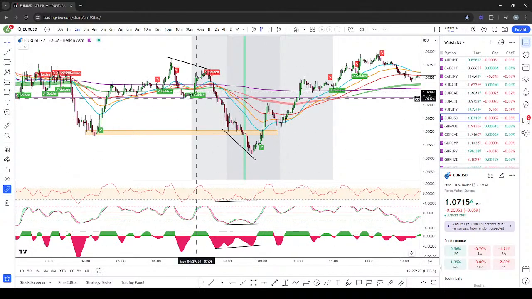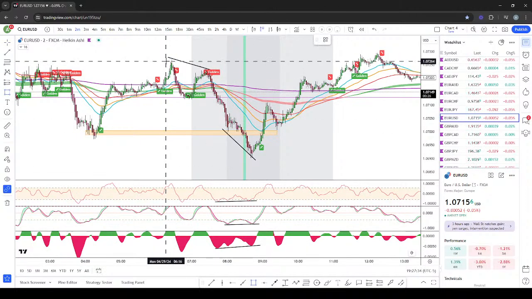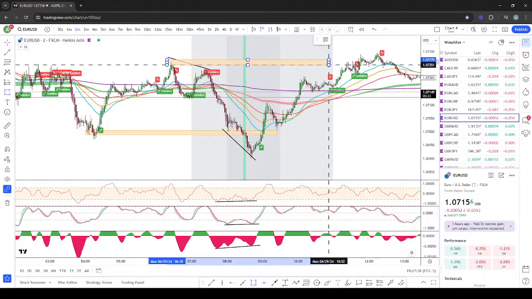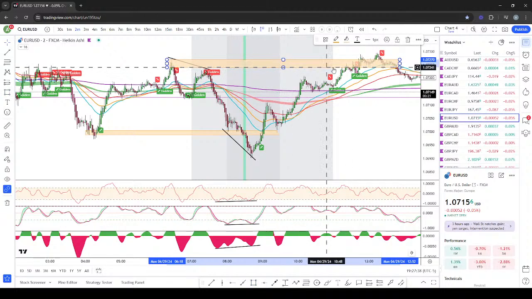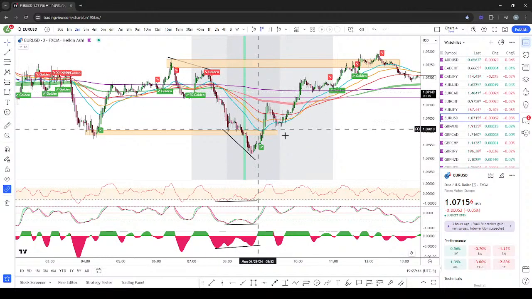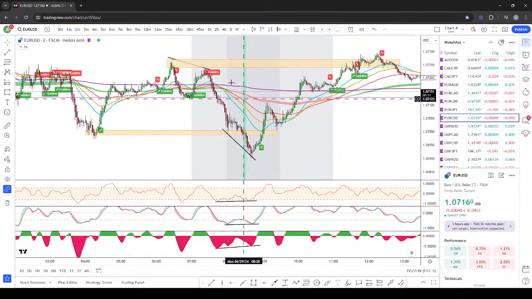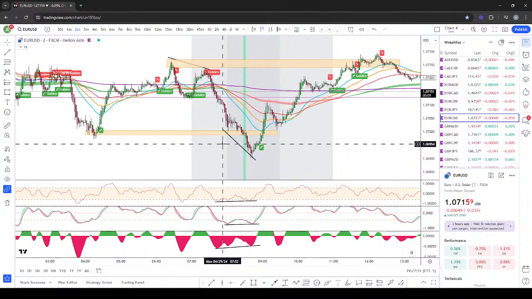Okay, so this is another area. Let me put a zone. This will be another zone area up this way. So you could have taken this all the way up to this level right here. So just wanted to show you guys some examples of divergences, especially around the New York Open.